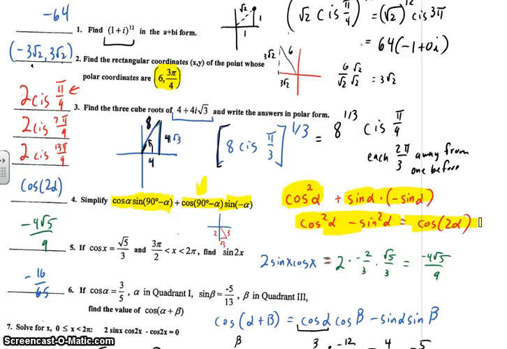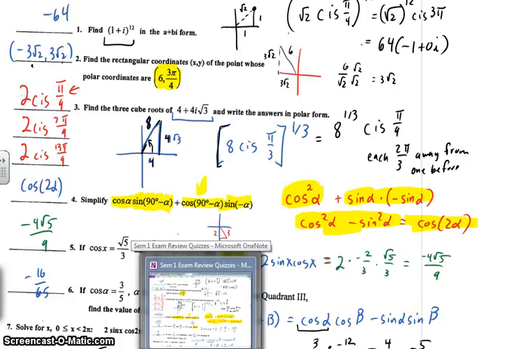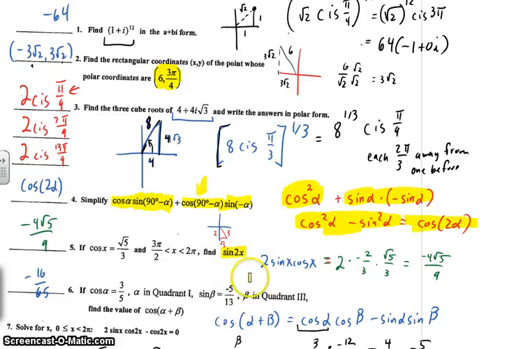All right, number 5, we're asked to find the sine of 2x. So the first thing, if I think about what I'm going to do, I'm given the cosine of x. I should use the identity 2 sine x cosine x. That's what the sine of 2x is equal to. I'm given the cosine of x. I need to find the sine of x.